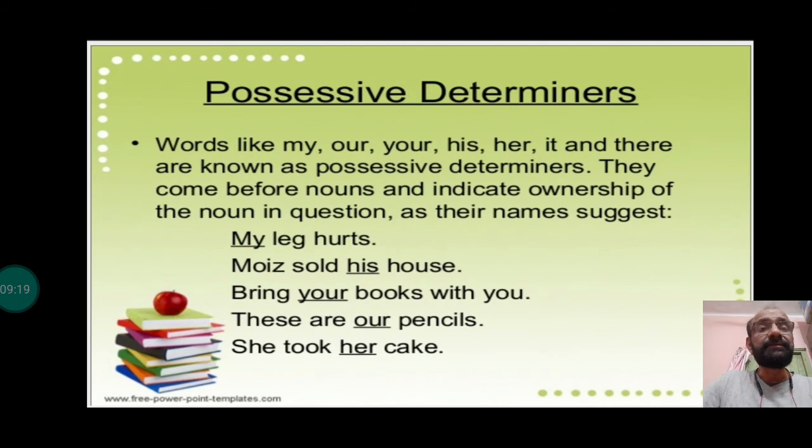Now, possessive. Words like my, our, your, his, her, its, their are known as possessive determiners. They come before nouns and indicate ownership of the noun in question. As their names suggest, my leg hurts. Moise sold his house. So these are all possessive. The objects belong to them.